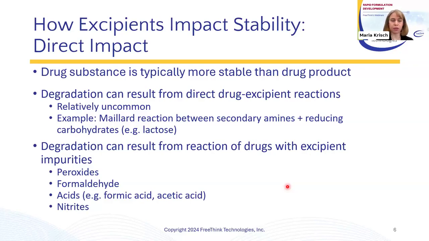So there's a number of different types of excipient impurities that are well known to react with certain classes of drugs. So some examples here are things like peroxides, which often impact oxidation reactions heavily, formaldehyde, certain acids, especially small acids that might be found, such as formic acid and acetic acid, and nitrites are a common class. And if you caught the nitrosamine webinar series that FreeThink sponsored a few months ago, there was a lot of discussion in that webinar series about the reaction of nitrites and drug products.